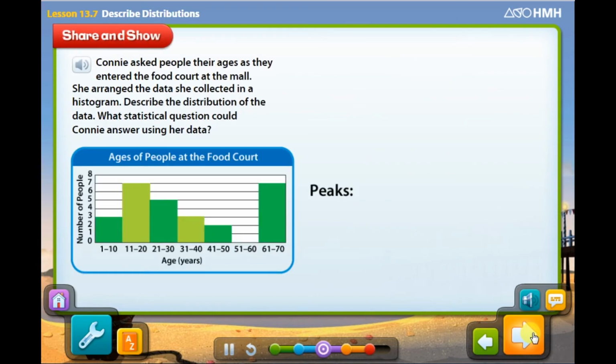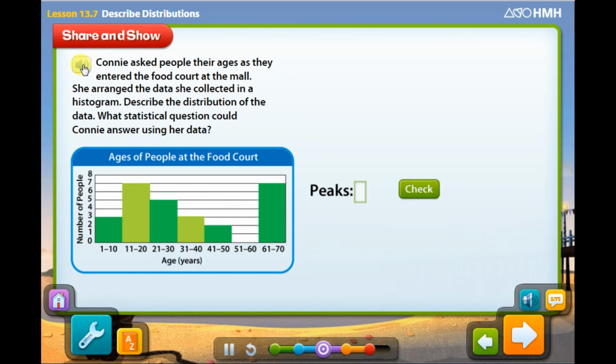Let's look at the distribution of some data and find statistical questions. Let's read the question first. Connie asked people their ages as they entered the food court at the mall. She arranged the data she collected in a histogram. Describe the distribution of the data. What statistical question could Connie answer using her data?